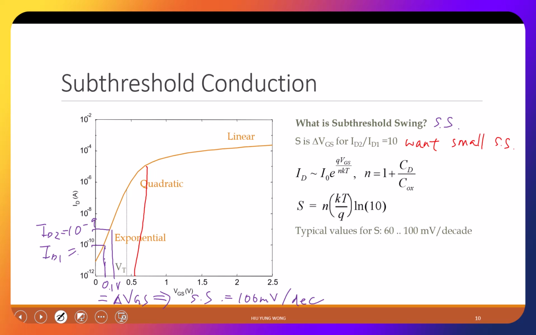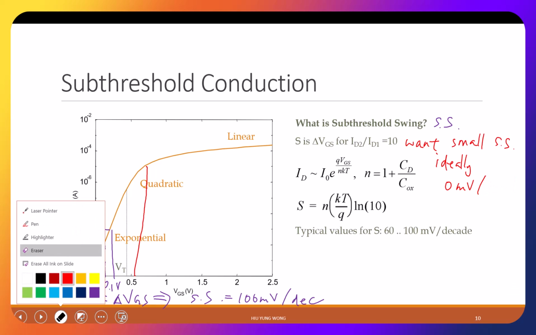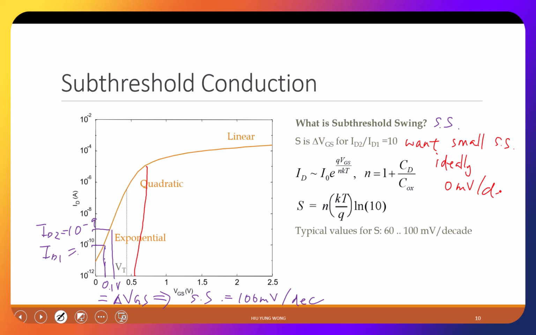Okay. Ideally, I want 0 millivolt per decade. This is the ideal switch. Okay. Now, good.